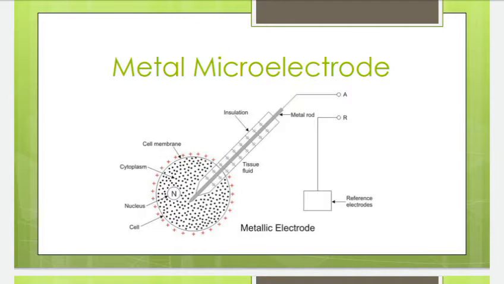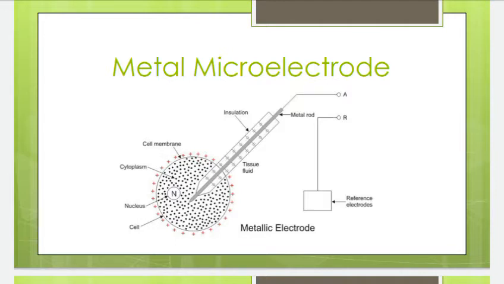It is formed by electrolytically etching the tip of a fine tungsten or stainless steel wire to a fine point. This technique is known as electropointing. So the metal microelectrode is formed by electrolytically etching the tip of a fine tungsten or stainless steel wire to a fine point, a technique known as electropointing.